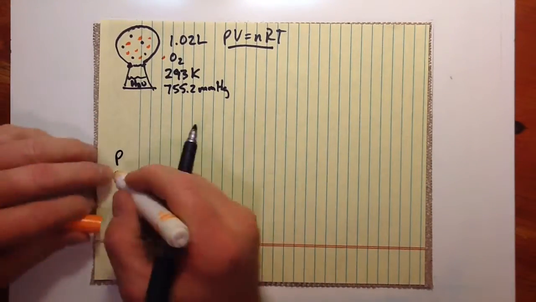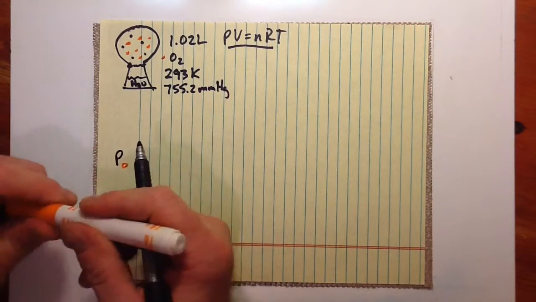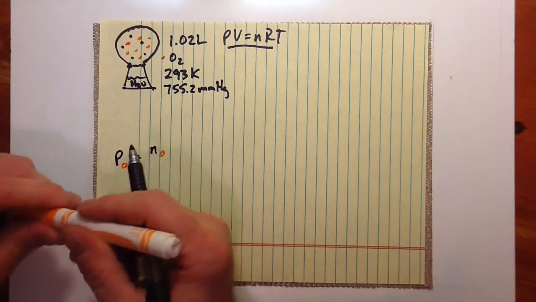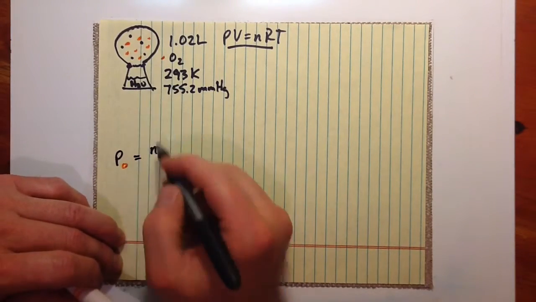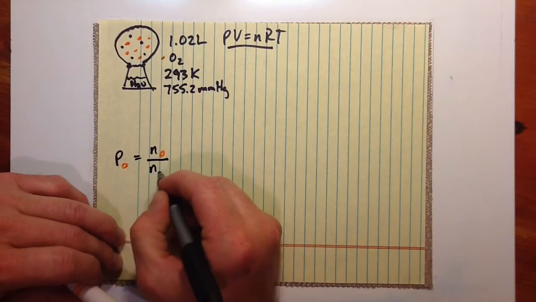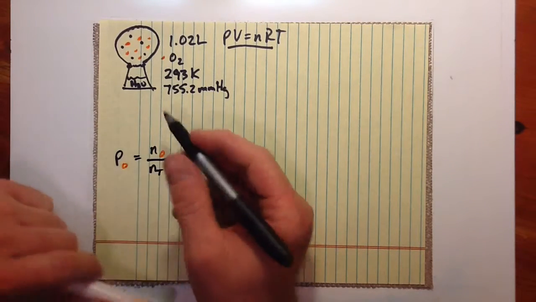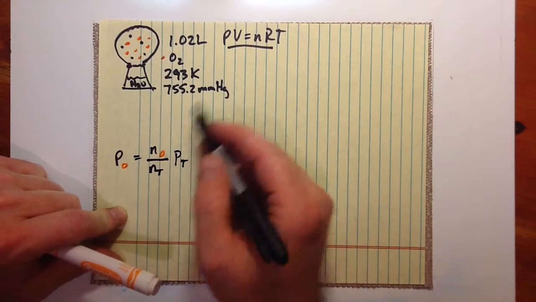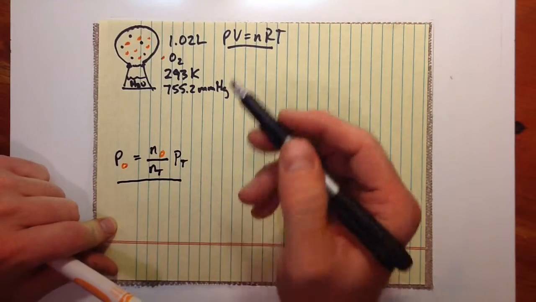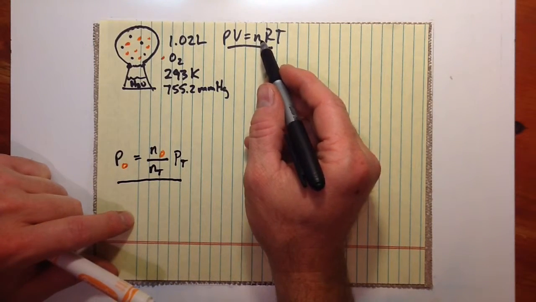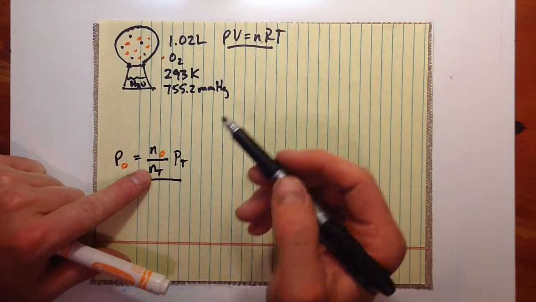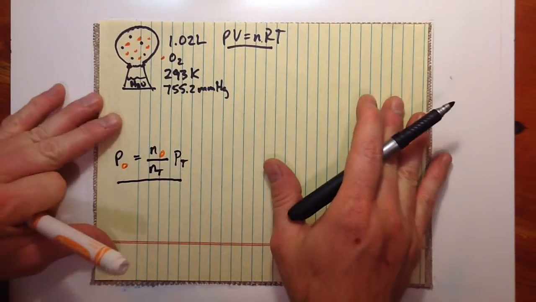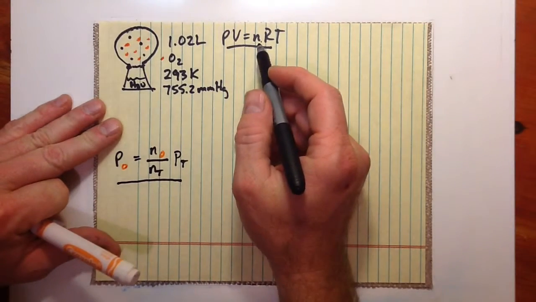So we'll say the pressure of oxygen is equal to the n amount, that is the n is the mole amount of oxygen in this gas, over nT, that's the total moles, black plus orange, times total pressure. So we're going to connect these two relationships. First we're going to find the total n, we'll put that here, and then we'll be able to solve for our amount of oxygen in moles, and we'll be done with this problem. So let's find the total n.